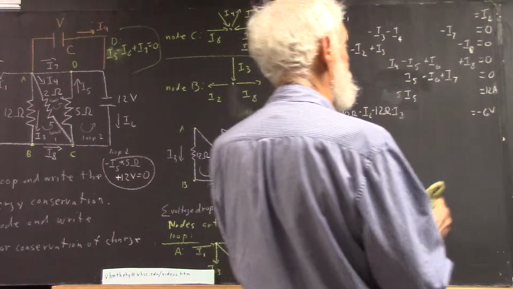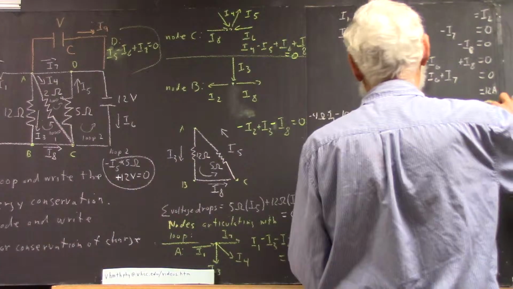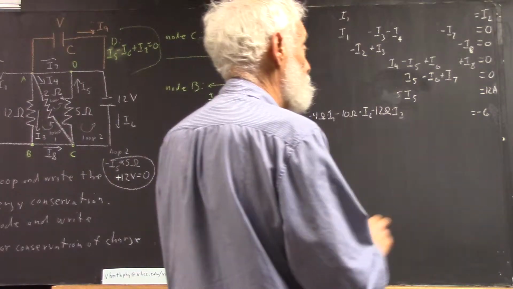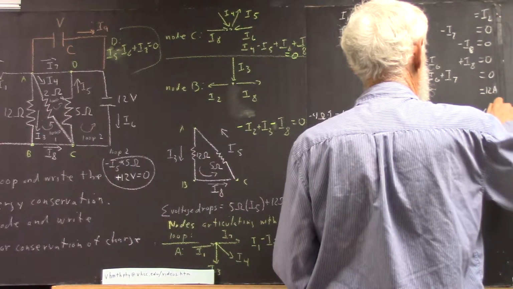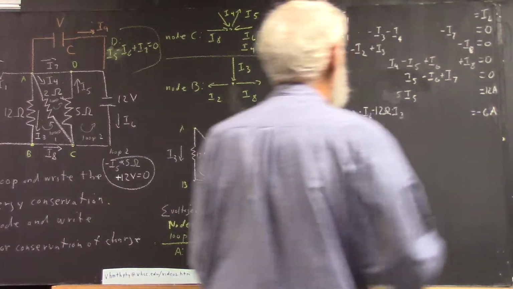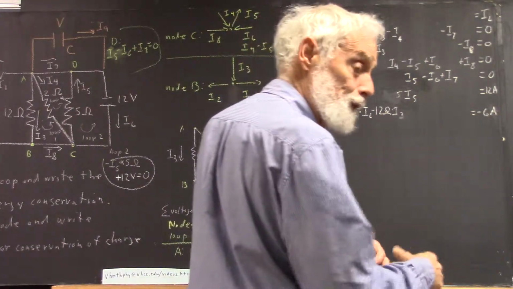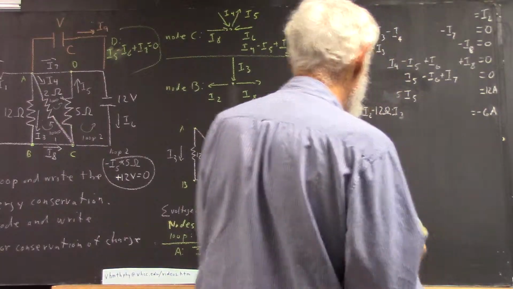So over here, I have minus 6 volts. I'm going to make that 6 amps. Minus 6 amps. Now notice that everything's got a minus here, so I could make them all plus, but I'll do that separately, because usually you don't make them all plus.